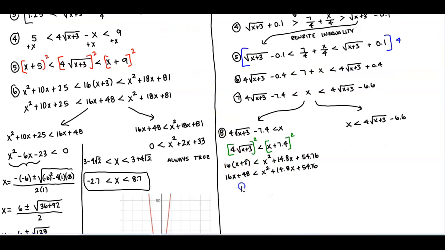And then if we subtract the 16x and subtract the 48, we get 0 here, and that's going to be less than x squared. Negative 16x plus 14.8x is minus 1.2x. And then negative 48 plus 54.76 is going to give us plus 6.76. Okay, so that means it's greater than 0, so this tells us that this is always going to be true.